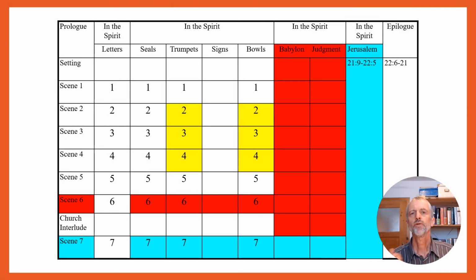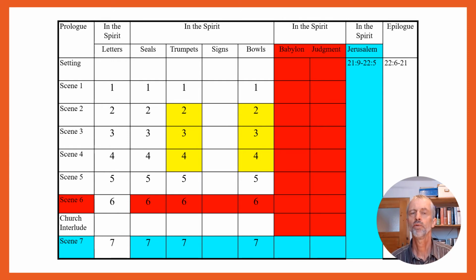The next thing that we need to notice about the structure is its parallelism. First, look at what is yellow here. Some of the trumpets and some of the bowls are quite similar to each other. With the trumpets, 1/3 of something is hit or impacted. With the bowl, it's the whole, but otherwise it's similar. There is a parallel between several trumpets and the corresponding bowls.